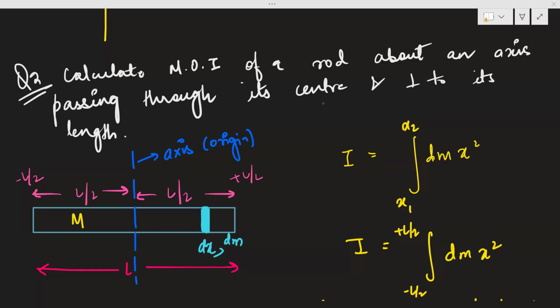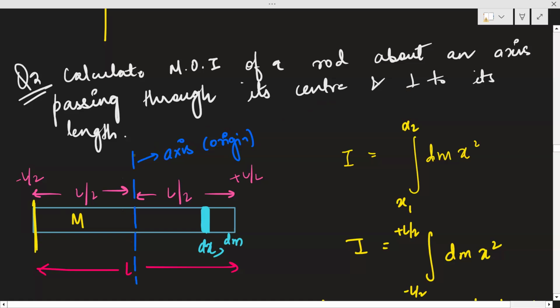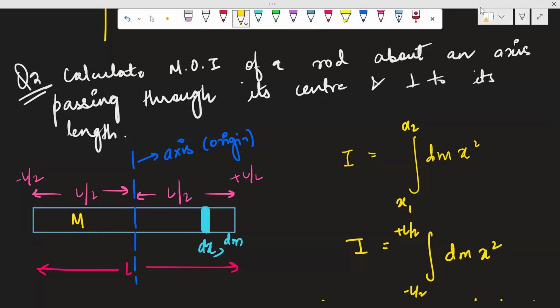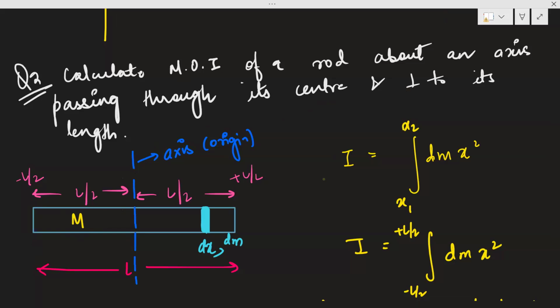The axis is passing through its center and perpendicular to the rod. If the axis was at the edge, means here, this blue axis, if it was here, the answer would have been ml square by 3. So that's a different one, which you don't have to actually focus on, and it can be calculated in a similar manner. It will be integrated from 0 to L. Anyways, this is a derivation when the axis is exactly at this position, okay? Okay, mom, got it. Thank you.